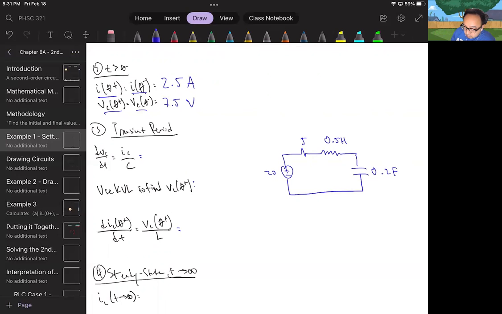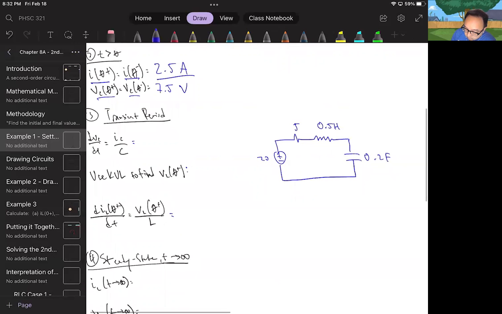So knowing our equations, knowing that dV/dt of the capacitor is equal to the current across the capacitor divided by the capacitance, we can go ahead and use what we have from before. We know that the current going through the capacitor, in this case, since it's a series, is actually this 2.5 amps right here. So 2.5 amps divided by 0.2 farads. That's going to give us 12.5 volts per second, like so. So again, this is the rate of change of the voltage.